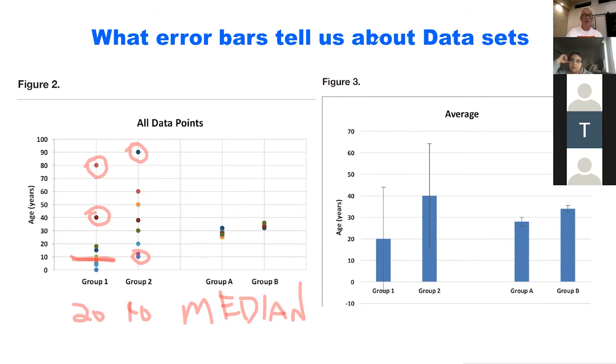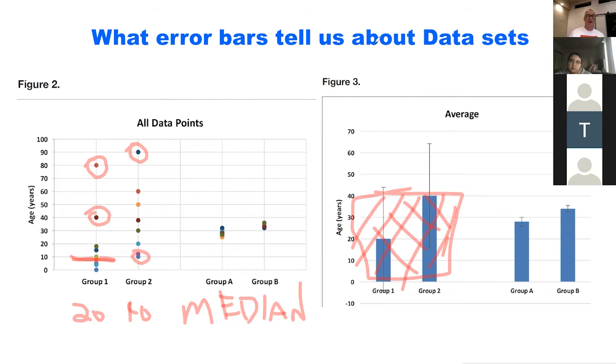And the same with group 2. Well, group 2 is hard to say anything about because it's really all over the place. So if you were to put error bars on them, you would see that there's a huge amount of overlap. So if we look at figure 3 here, we see there's a huge amount of overlap between group 1 and group 2. All this space they have in common. So we can't really say that there's any statistical difference between group 1 and group 2.